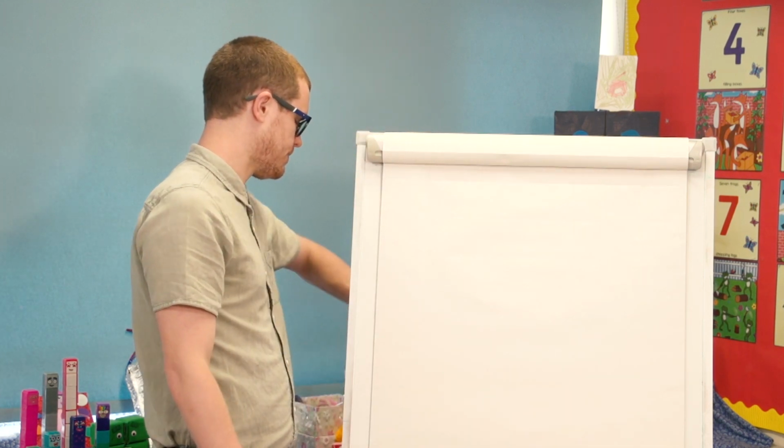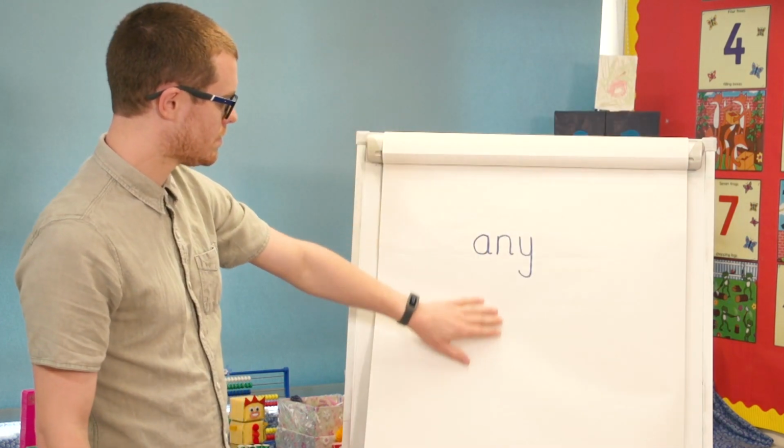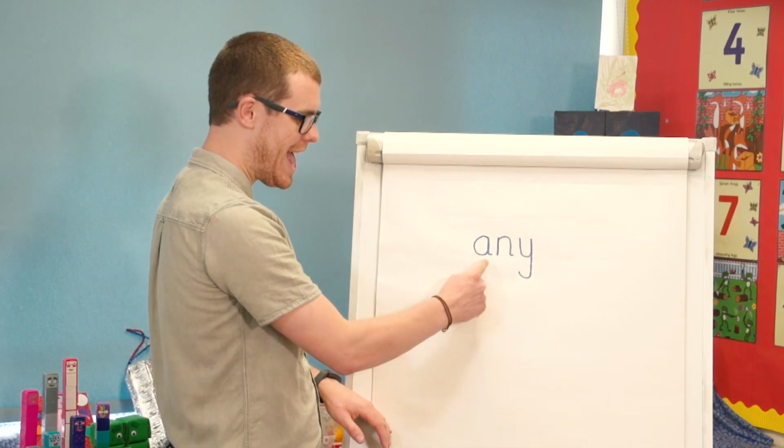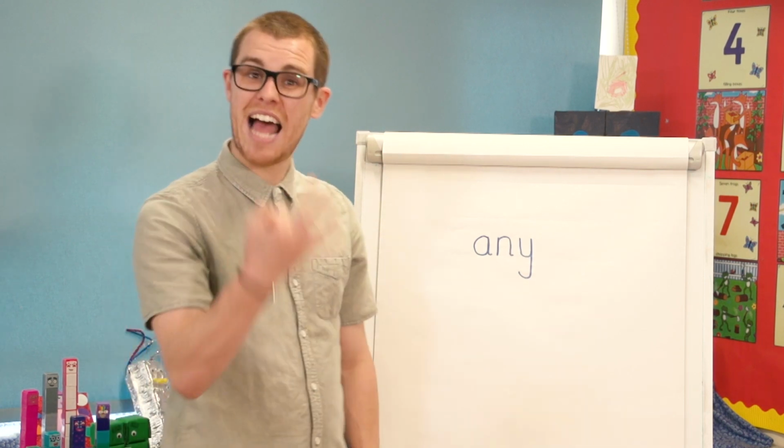Now you have a go. Say the word. Say the sounds. What's the tricky bit? There are 2. The sound E is written with the letter A. And the sound E is written with the letter Y. Write it all down. Let's check our spelling. Does your spelling match mine? Well done. Any. E-N-E. It has 3 sounds.